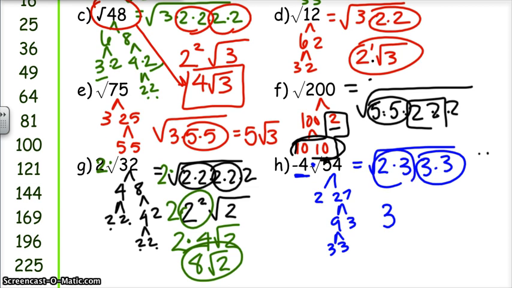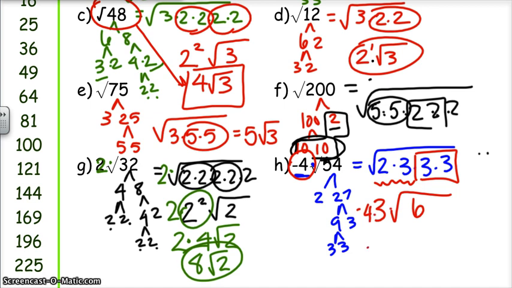This 2 and this 3, I probably shouldn't circle them. That 2 and that 3 aren't pairs. They can't go anywhere. So I have a pair of 3's that comes out. This 2 and this 3 have to stay in, and you might as well call it a 6. That original 4, don't forget about it. It's easy to do. Negative 12, square root 6.